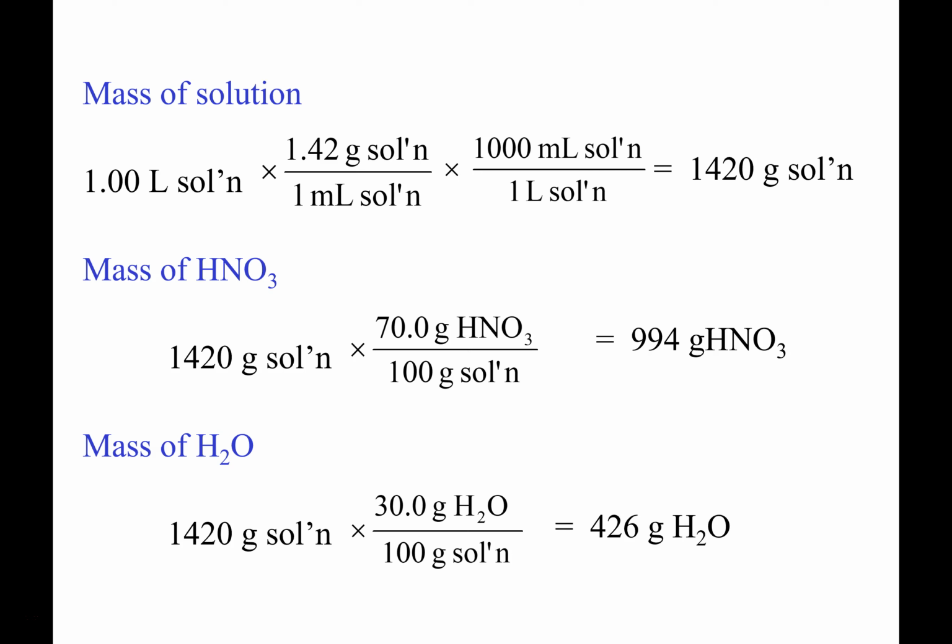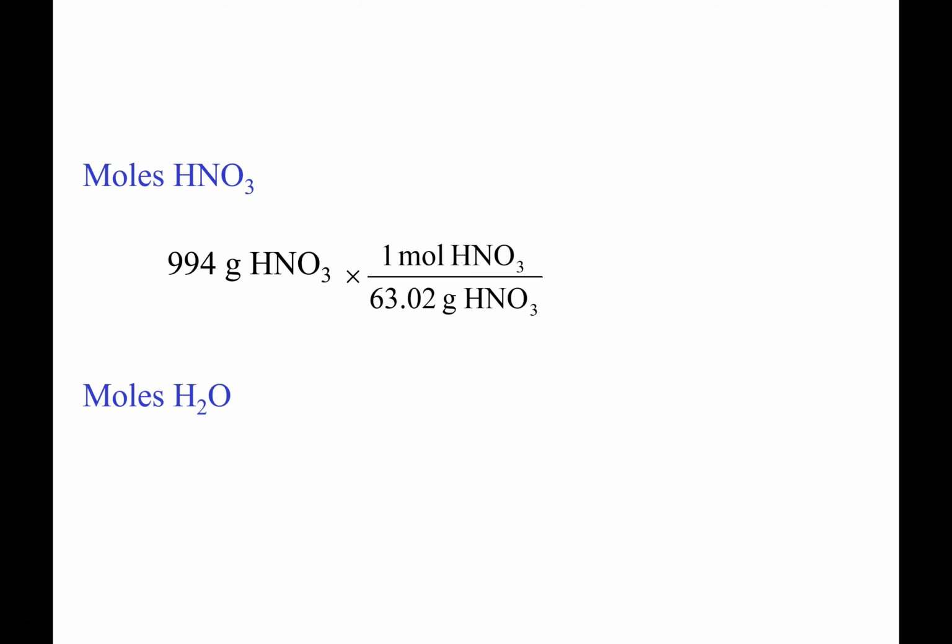Now, granted, this approach doesn't seem like you're getting close to answering your questions. It does, but it doesn't. We can use the molar masses now to get to, yeah, we're doing pretty good. Let's see how we use these. The moles of HNO3 in 1 liter of solution, we can take that mass of HNO3, 994 grams, use the molar mass of HNO3, 1 mole over 63.02 grams, and to 3 sig figs, that will give us 15.8 moles of HNO3.